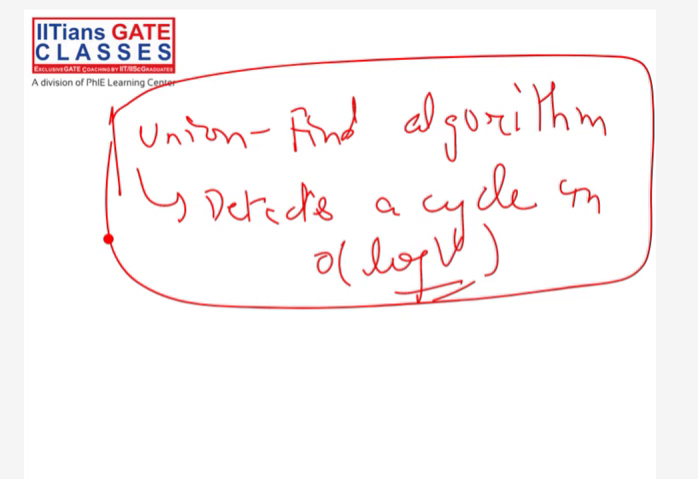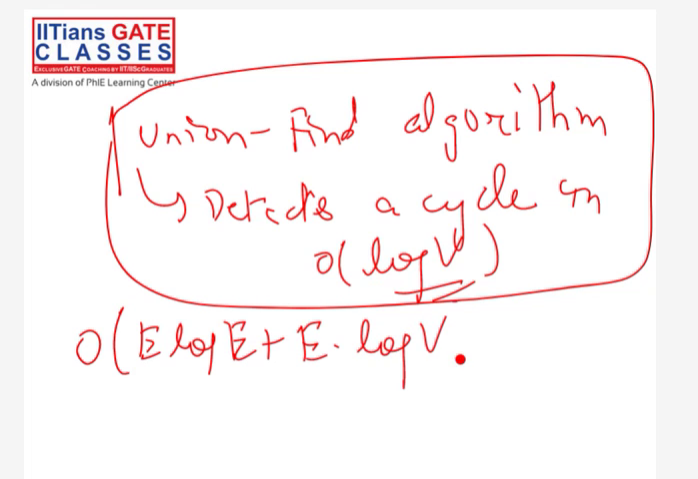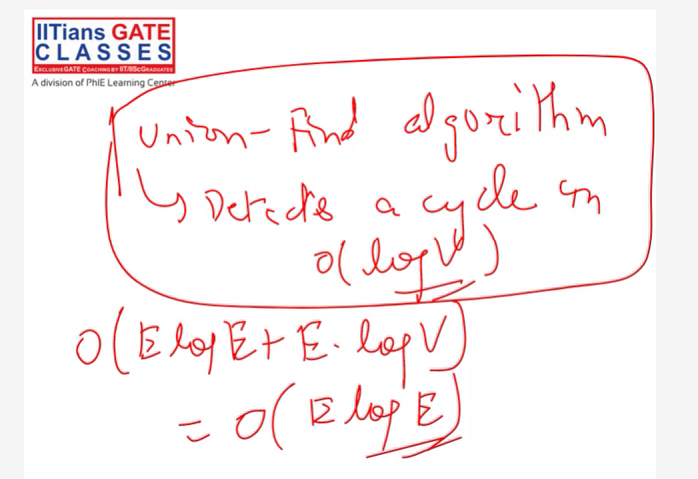And now if I use this algorithm instead of BFS or DFS to detect my cycle, this will be order E log E plus E log V. So now the time complexity of the algorithm becomes order of E log E. Is this clear to everyone?